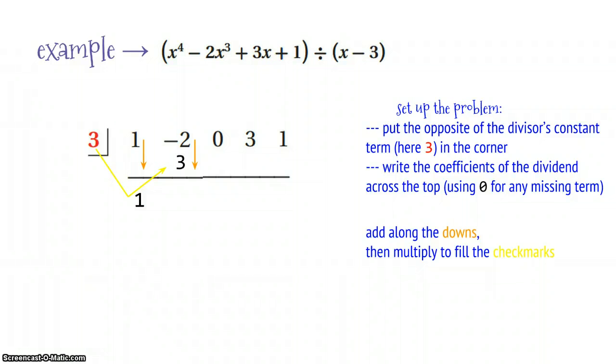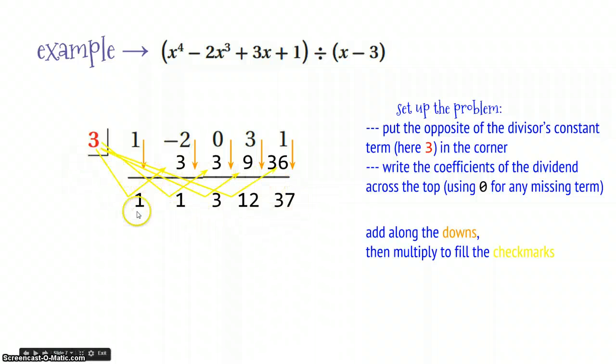Add along the downs, negative 2 plus 3, adding the downs, multiplying the check mark. So adding the downs gives us a 1. Then make that check mark, 3 times 1, well that's 3 again. Multiply to make that spot. Add along the downs, 0 plus 3 is 3. Multiply to fill the check mark. 3 times 3 is 9. Add along the downs, 3 plus 9 is 12. Multiply to fill the check mark. 3 times 12 is 36. Add along the downs, and then that final 37 is actually going to act as our remainder. So we have a bunch of numbers here, and these are going to help us write the answer.